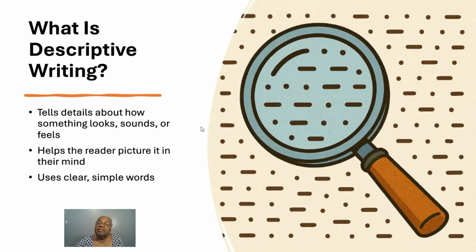What is descriptive writing? Descriptive writing uses details to help readers imagine. The more details you add, the clearer the picture becomes.